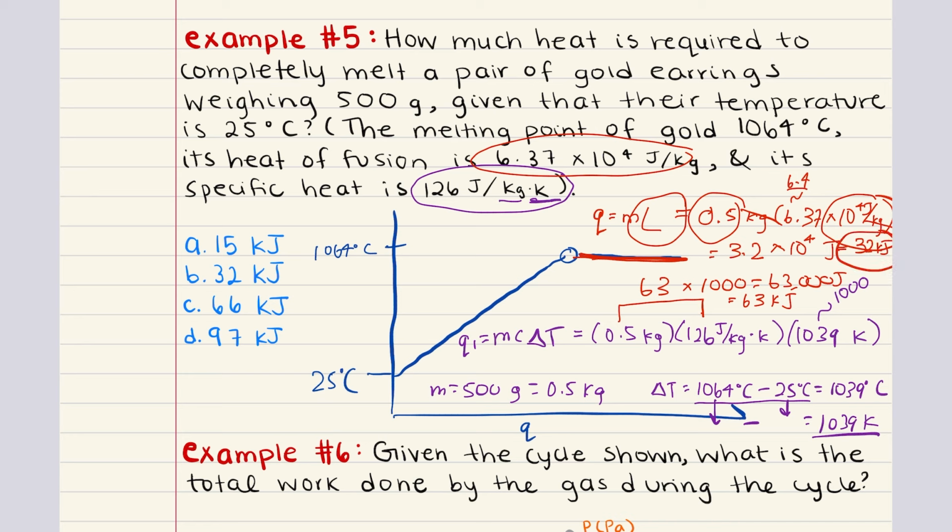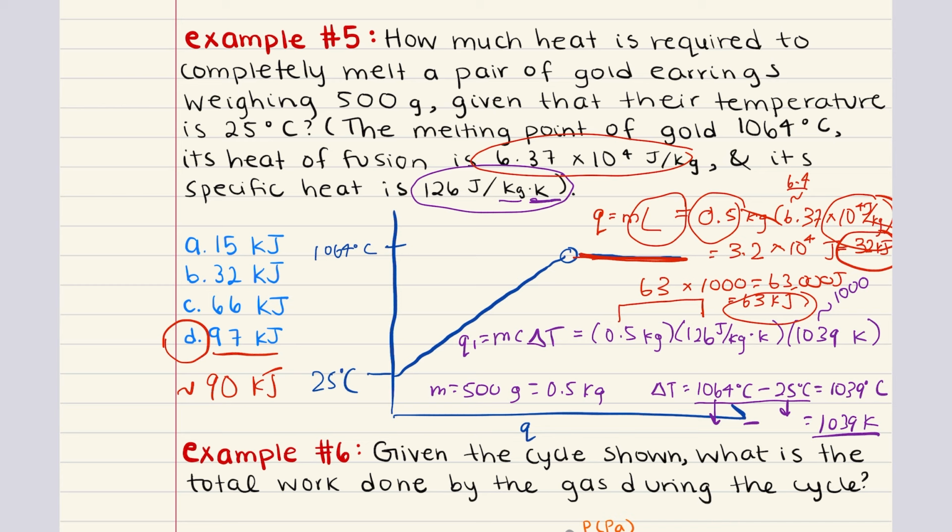So now we can add 32 kilojoules plus 63 kilojoules to get approximately 95 kilojoules. Now the answer that's closest to this value is going to be answer choice D, 97 kilojoules. And so that's how we answer this problem.